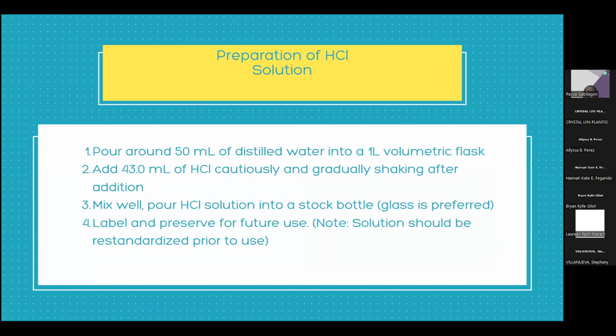Preparation of hydrochloric acid solution. First, pour around 50 ml of distilled water into a 1 liter volumetric flask. Next, add 43.0 ml of hydrochloric acid cautiously, shaking gradually after addition. Third, mix well and pour the hydrochloric acid solution into a stock bottle. Fourth, label and preserve for future use. Note: the solution should be standardized prior to use. Next slide, please.